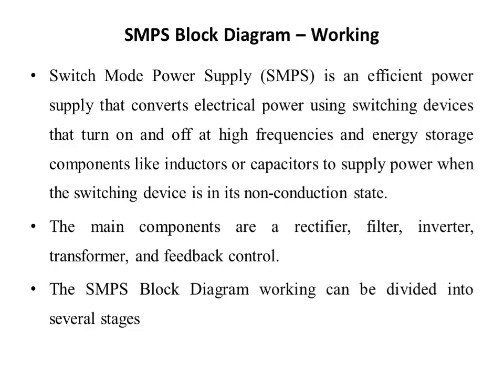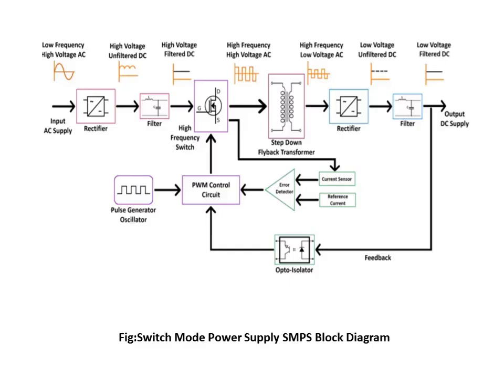SMPS block diagram. SMPS is an efficient power supply that converts electrical power using switching devices that turn on and off at high frequencies, and energy storage components like an inductor or capacitor supply power when the switching device is in its non-conduction state. The main components are a rectifier, filter, inverter, transformer and feedback control. The SMPS block diagram working can be divided into several stages. Here is the block diagram of SMPS.